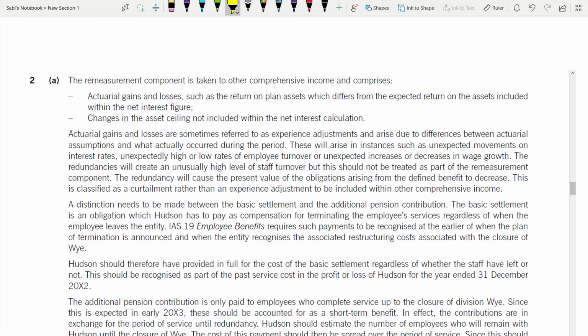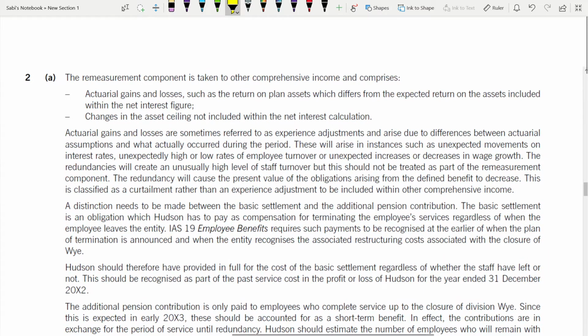IAS 19 is a big standard and it's an area where students can get confused. So memorization is required. A lot of memorization is required here, on how each element is dealt with in IAS 19. Actual gains and losses, sometimes referred to as experience adjustments, arise due to differences between actuarial assumptions and what actually occurred during the period. This is from the standard itself. This will arise in instances such as unexpected movements in interest rates. So they are saying how this movement is there. Why this difference? One is unexpected movements in interest rates.